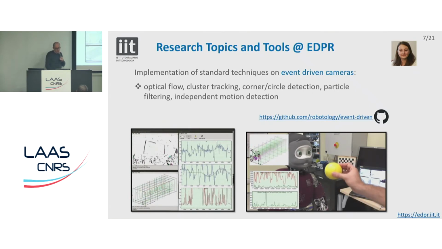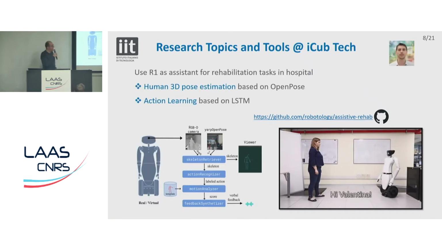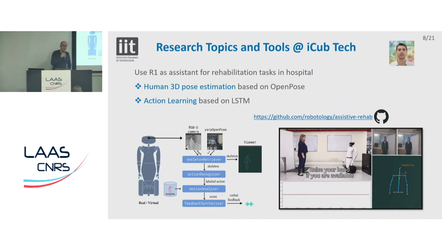We don't do much research as a facility, but we are involved in several projects and collaborations with institutions in Italy. In particular, we have an ongoing collaboration with the Don Gnocchi Hospital, trying to use R1 as an intelligent assistant during rehabilitation in motor exercises. In this case, the idea is to help patients rehabilitate their upper limbs.